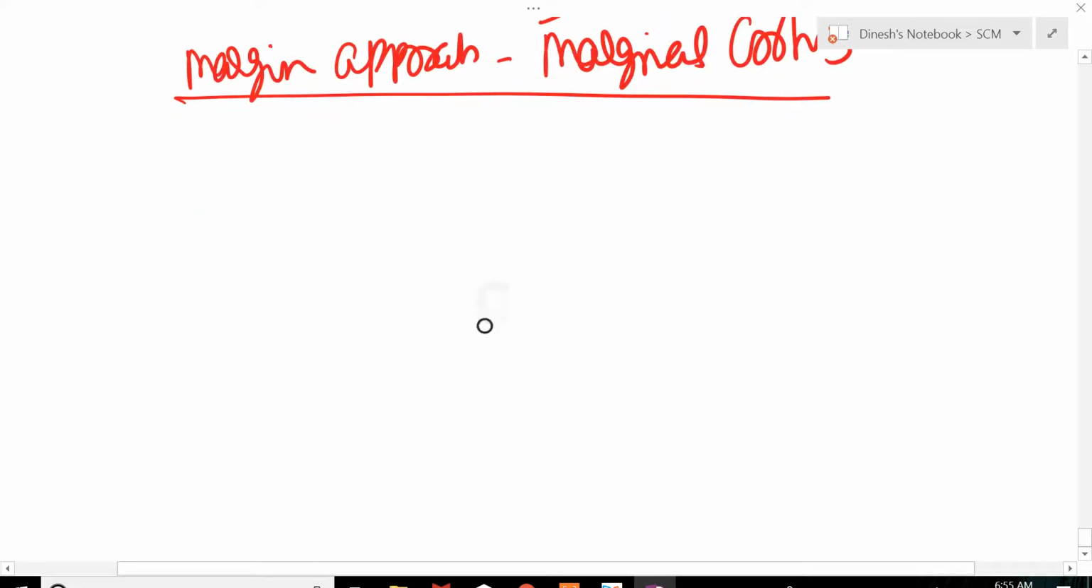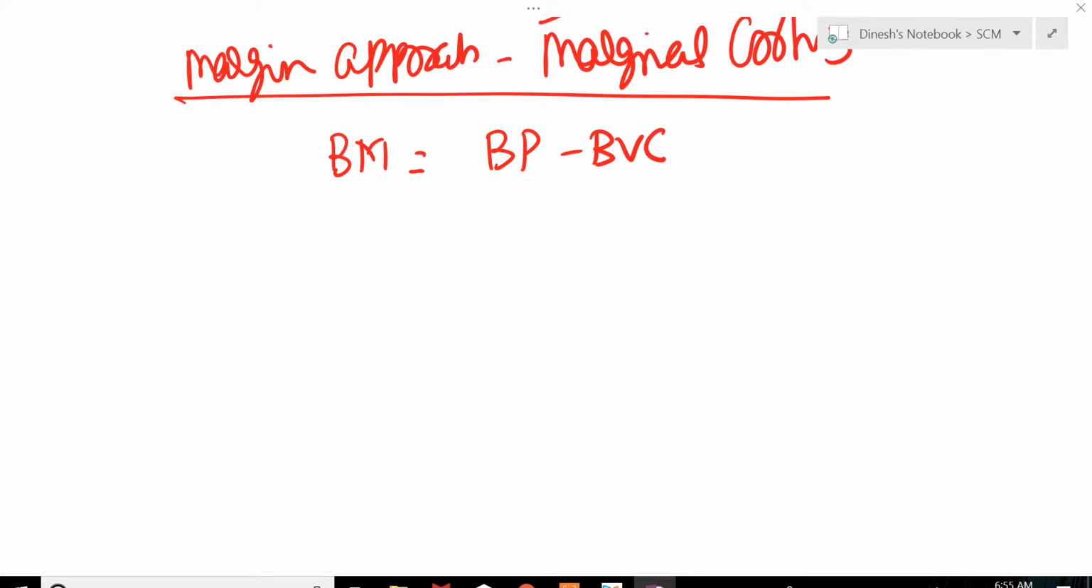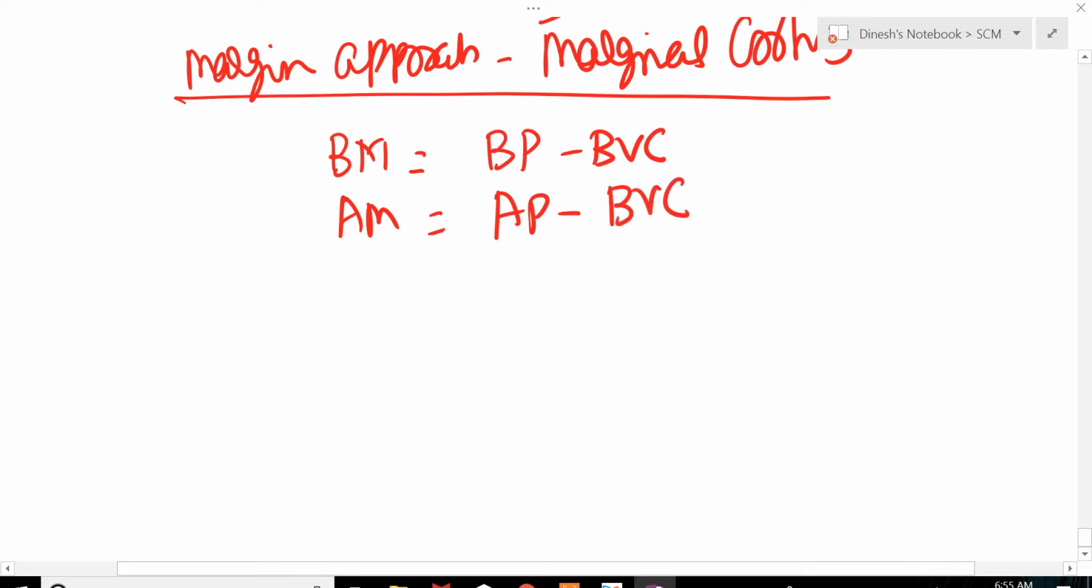Now here it's very simple. BM is equal to budgeted price minus budgeted variable cost. Not all cost, you subtract only variable cost, because here you go by a concept of contribution. And AM is actual price minus budgeted variable cost. We go by the concept of only variable cost. We do not consider all cost.